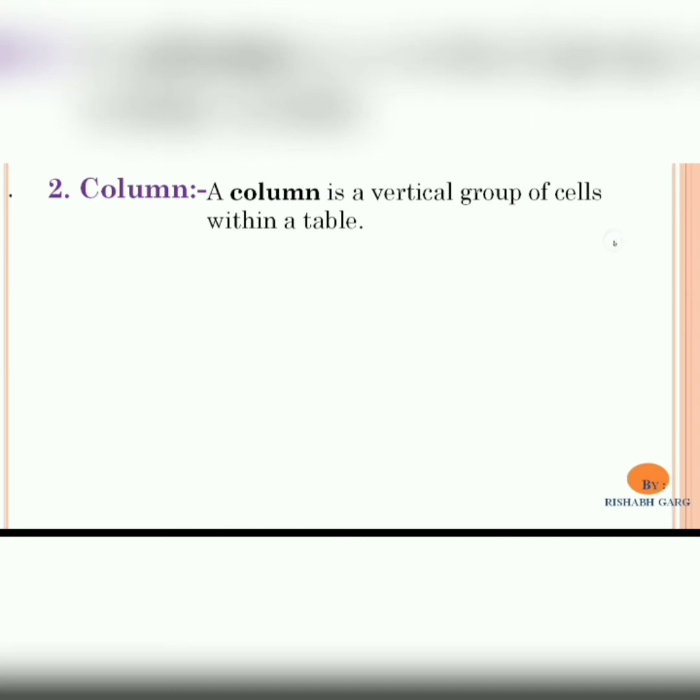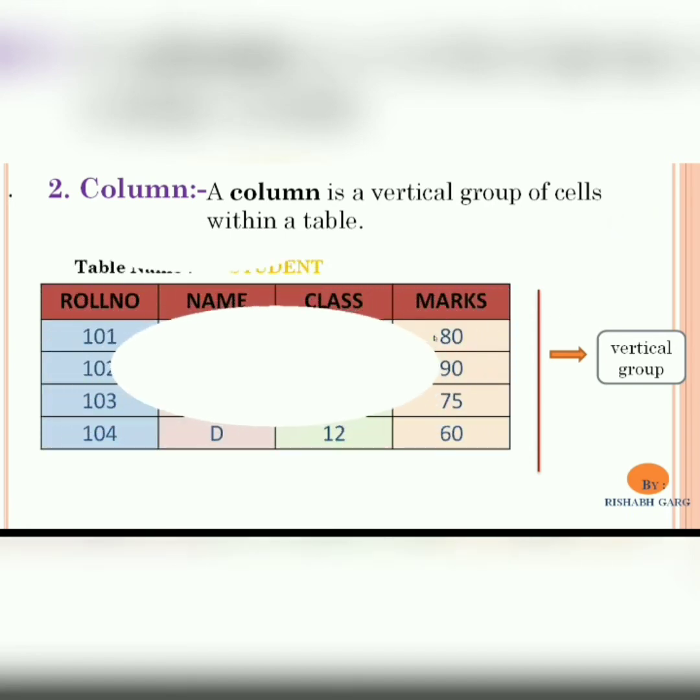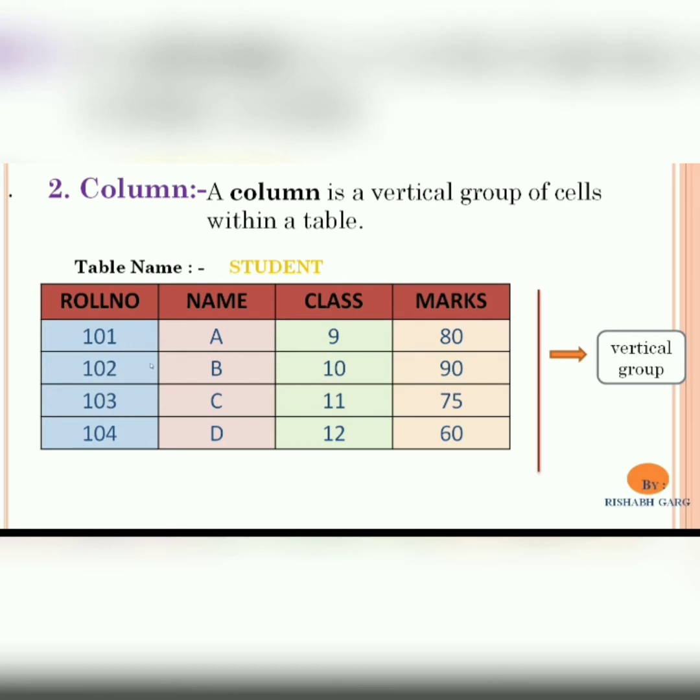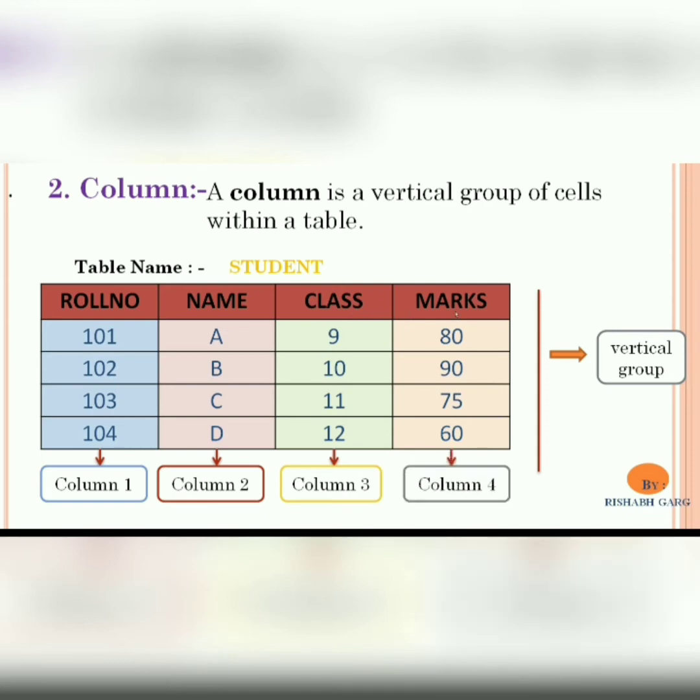Vertical group means top to bottom direction. Let's take an example to understand this. Suppose we have a table student. In this table, we have 4 vertical groups which act as a column. Number 1, roll number. Number 2, name. Number 3, class. And number 4, marks. It means in this table, we have total 4 columns. Column is also known as attribute. In a database, column is also represented as an attribute.